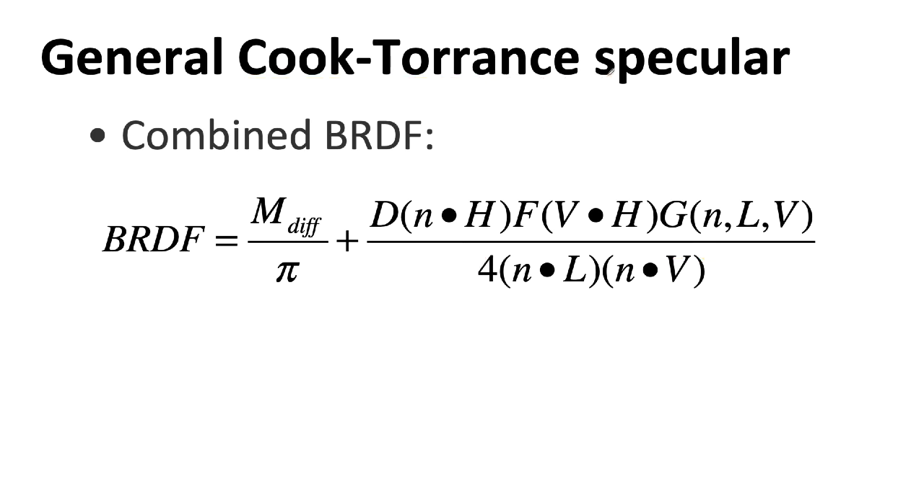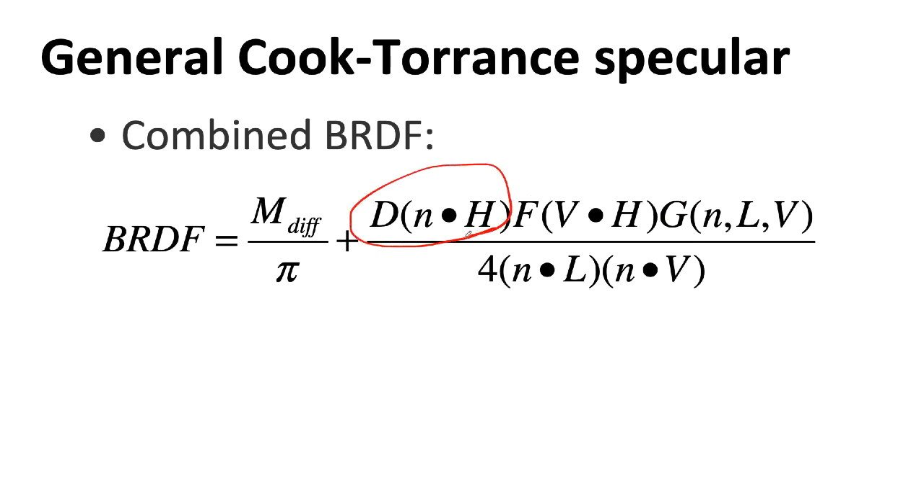Now, interestingly, there's an error in the original Cook-Torrance paper that puts a pi here. There shouldn't be a pi here. There should be a 4 here. But because that error is in the original paper, that error appears in a lot of other sources. We just talked about the Fresnel term. The D here is the distribution term.